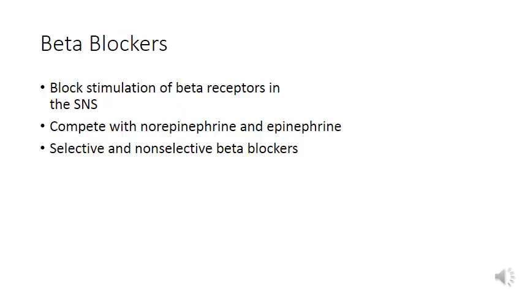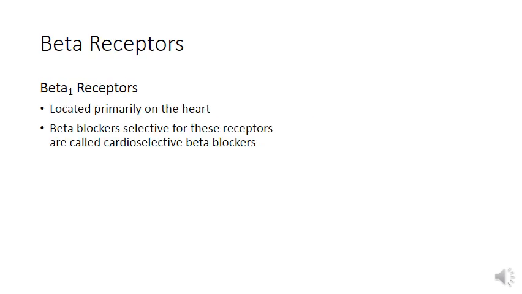Beta blockers are classified into cardioselective ones and non-selective beta blockers. Selective beta blockers block beta 1 adrenoreceptors on the heart selectively. Others, like propranolol, pindolol, nadolol, oxprenolol, sotalol, are non-selective beta blockers.